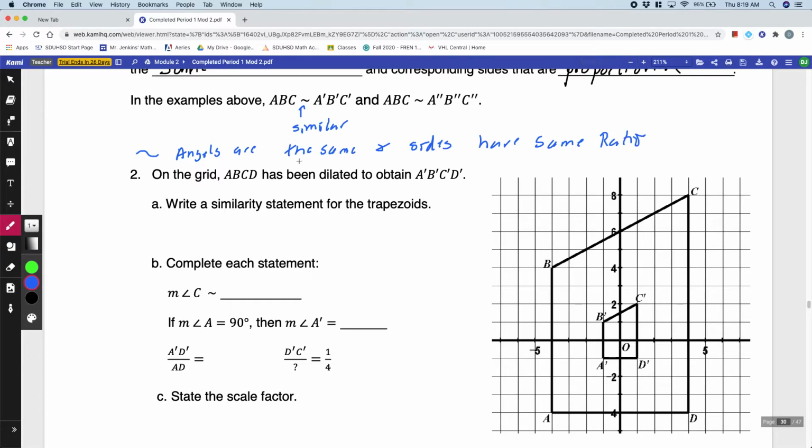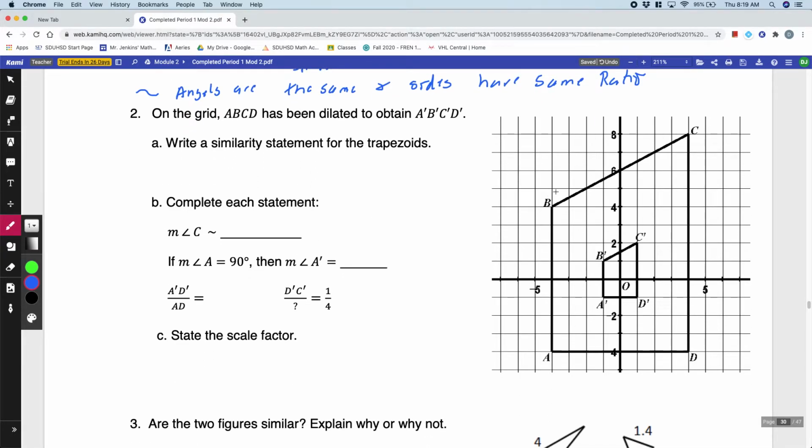Okay, so it says write a similarity statement to the trapezoid. So let's go ahead now and look at this. I started off with this big trapezoid. You can tell because it doesn't have the prime. So this is A prime. Remember, this would be the pre-image, and this is the image. So I shrunk it. And remember, they are proportionally related. So it says these are similar. So we would say that trapezoid ABCD is similar to A prime, B prime, C prime, D prime, okay?